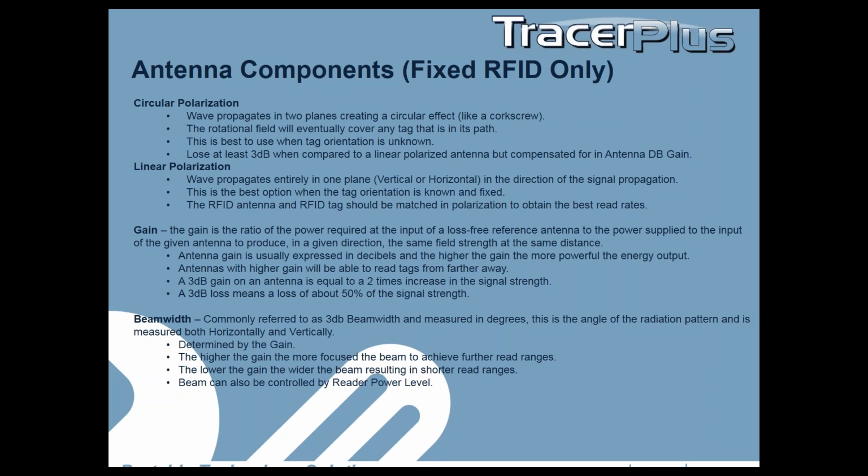Circular polarization is good for environments where you need a long read range, however you don't know how your tags are going to be oriented or how they're going to be placed on an item. That's typically the more common setup we see. Linear polarization is a wave that just propagates entirely in one plane, vertical or horizontal, in the direction of the signal. This is the best option when you know the tag orientation and you know that it's always going to be fixed in a certain position. The antenna and tag should also be matched in polarization to obtain the best read rates. You'll find that this is a more focused wave. You can sometimes get a further read range with linear as long as that tag is always in a fixed position.